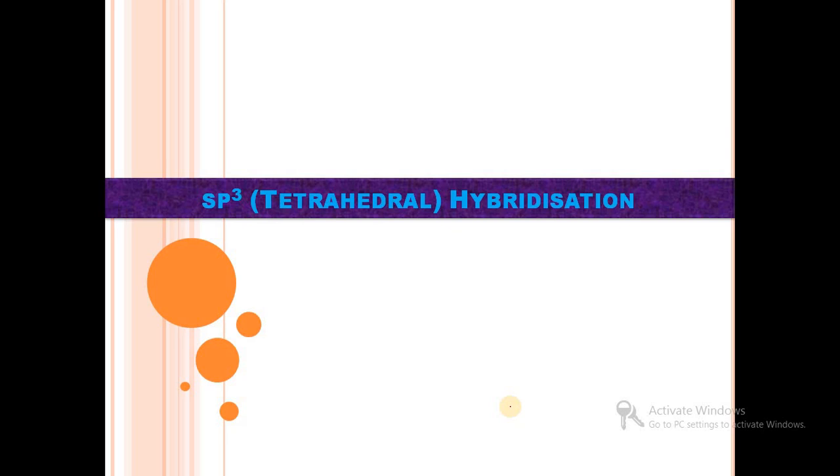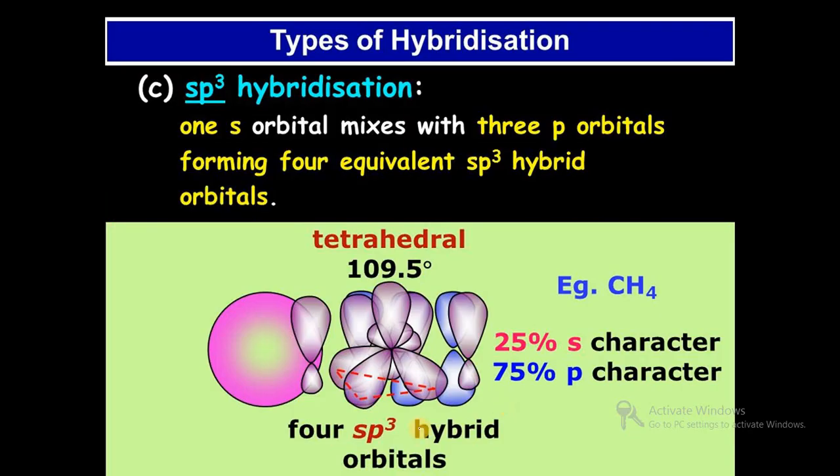Next one is sp3 or tetrahedral hybridization. In sp3 hybridization, one s orbital mixes with three p orbitals, forming four equivalent sp3 hybrid orbitals. In sp3, it contains 25% s character and 75% p character. So the four sp3 hybrid orbitals contain 25% s and 75% p character. An example is the methane molecule or silicon tetrachloride, and the bond angle is 109.5 degrees.